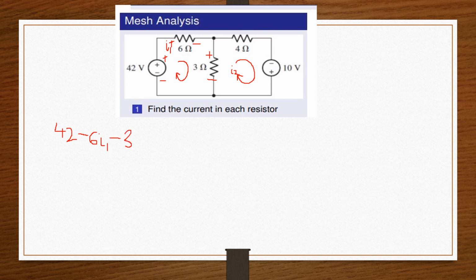-3. So what you have to do now is to find the current that is going through this 3 ohm resistor. Anytime you have two currents going through a particular resistor which is shared by two meshes, whenever you want to find the current going through it, it is always the current from the top minus the current from the bottom. So the current from the top in this case is I1. We know that I1 is coming this way and I2 is coming that way. So the current from the top minus the current from the bottom. So we have I1 minus I2.